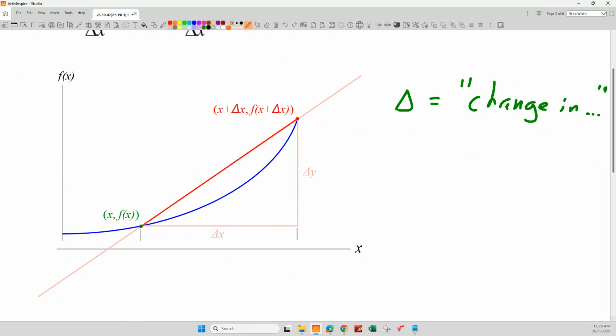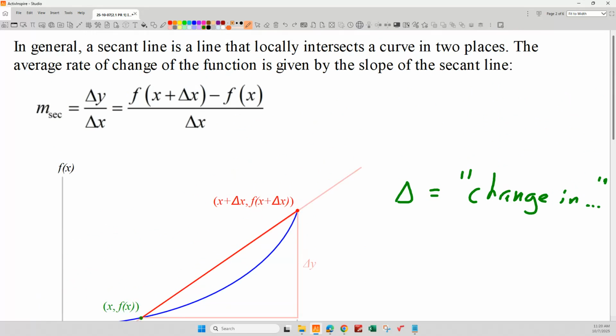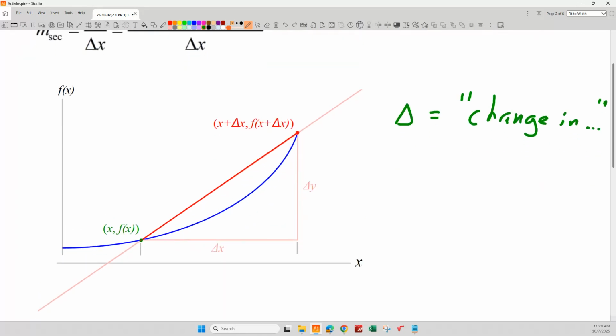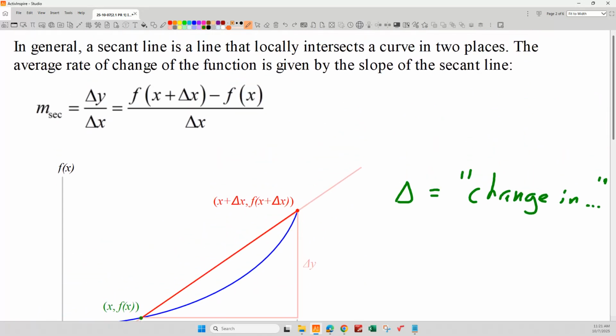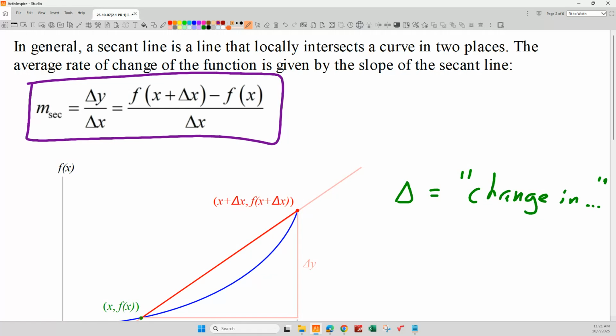And so what's the rise then? Well, delta y is just going to be that y value minus that y value. The red y value minus the green y value, okay? So delta y is f of x plus delta x minus f of x. What's the run? Delta x, right? Delta x means the change in x, right? So that's already taken care of. So this is really important. We're going to come back to this many, many times. That represents an average rate of change, the slope of the secant line. Okay?